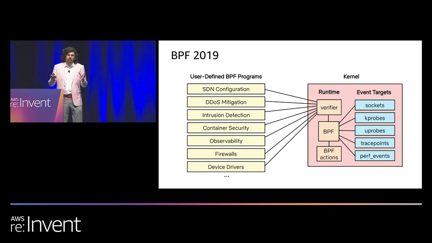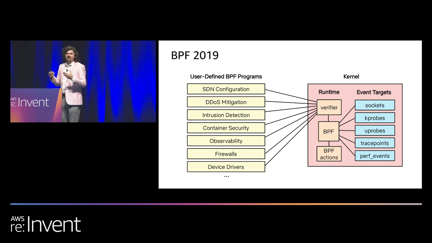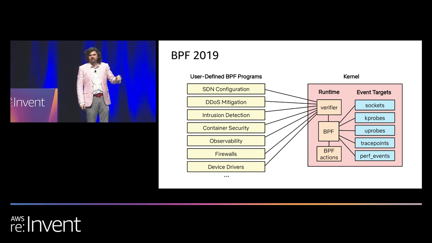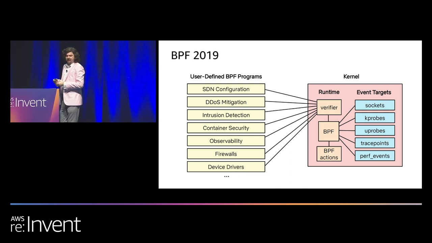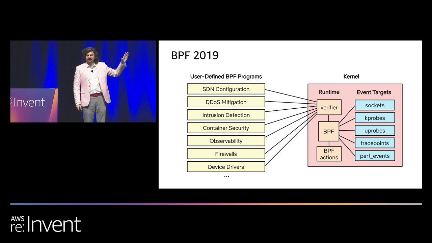An inflection point was when Alexei visited Netflix in 2014, and I talked to him about other use cases, observability tools. And we made an agreement: if Alexei connected it to other event sources, kprobes and uprobes and tracepoints, I would write the observability tools to do it. And Alexei and others were successful in getting those patches merged. And that's how BPF has gone from being just a networking technology to being a generic application environment, because we can connect to any event source.